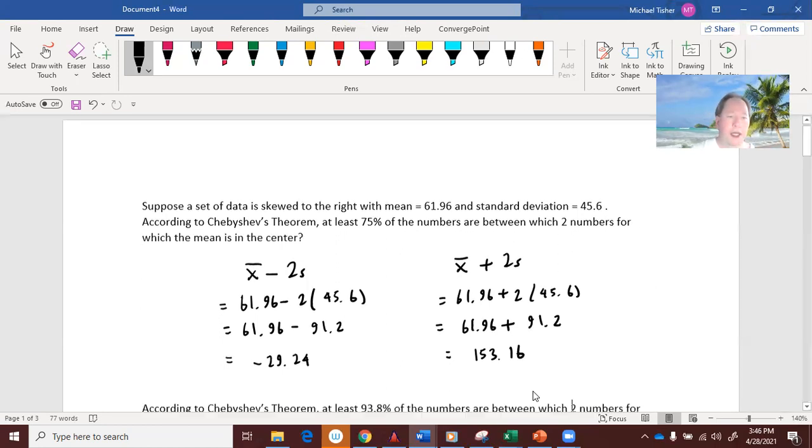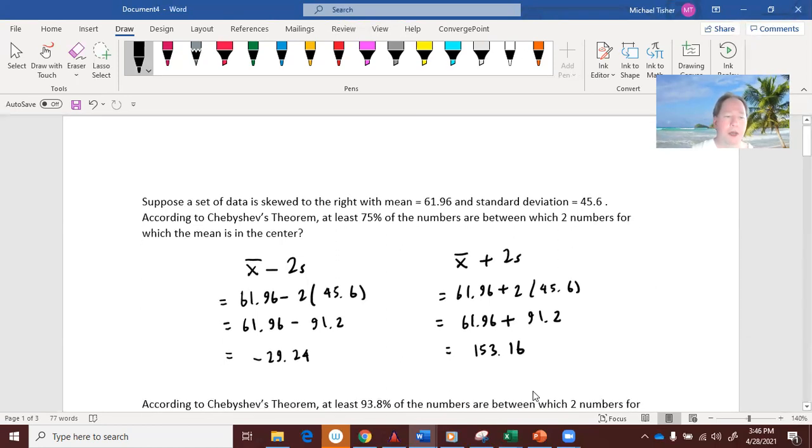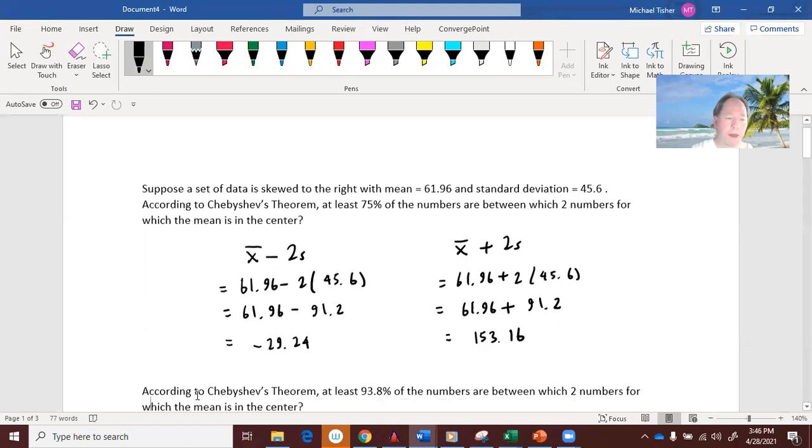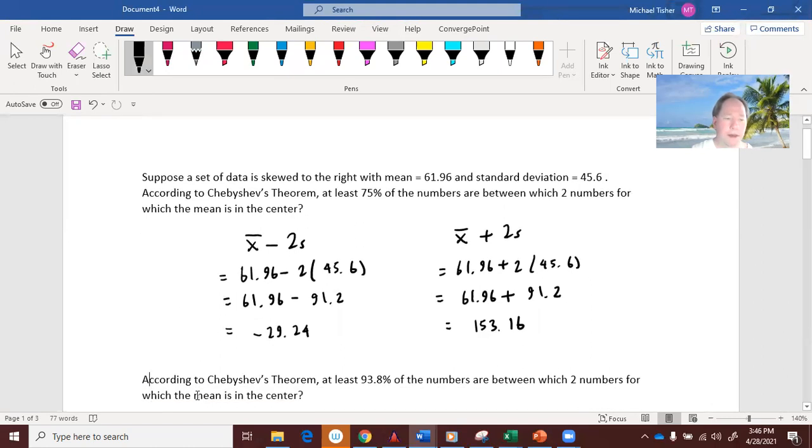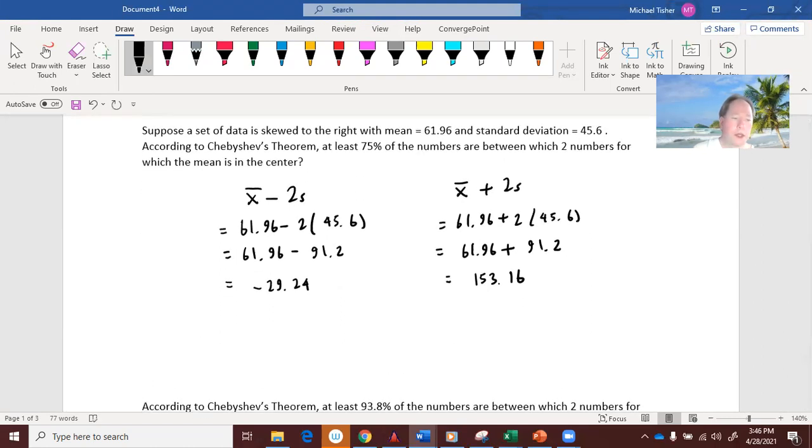Okay, so this says at least 75% of the numbers fall between negative 29.24 and 153.16. So the answer is between negative 29.24 and 153.16.